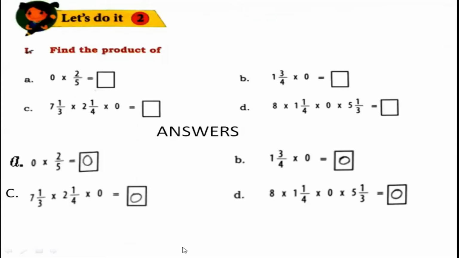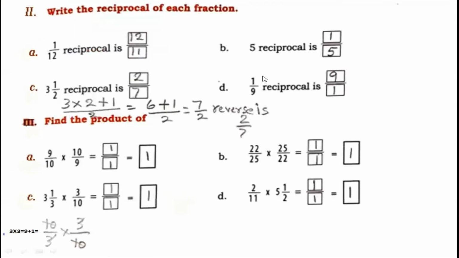Let's do it. Question number 1. Find the product of A bit 0 into 2 by 5 equal to 0. So B, C, D, you can do it on your own. Now question number 2. Write the reciprocal of each fraction. A bit 11 by 12. Reciprocal is 12 by 11. Here B, C and D, you can do it on your own. Third question, find the product of A bit 9 by 10 into 10 by 9. That equal to 1 by 1. That equal to 1. So B, C, D, you can do it on your own.